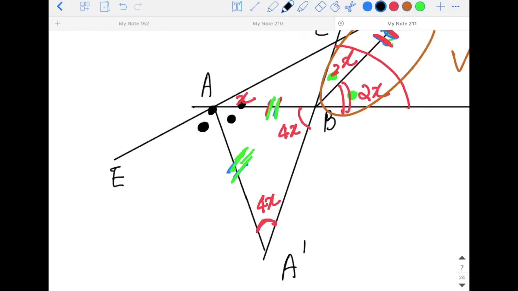How can I find this triangle? And how can I use this unused condition, AA prime as a bisector? If you understand these two parts, you will guide yourself automatically to the solution of this problem. Who can give me some inputs?